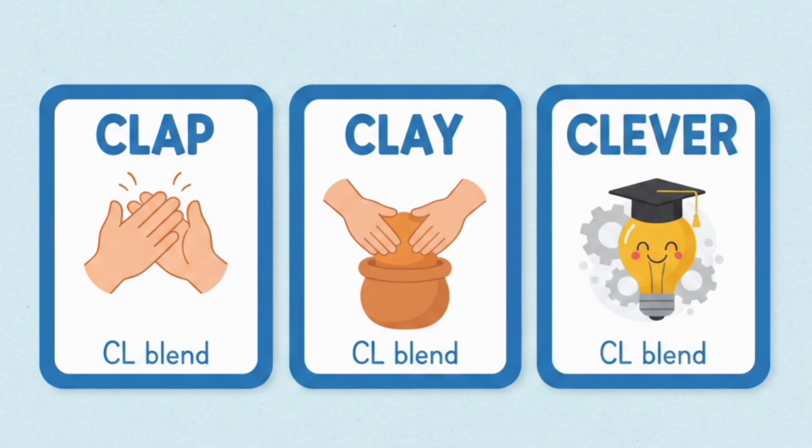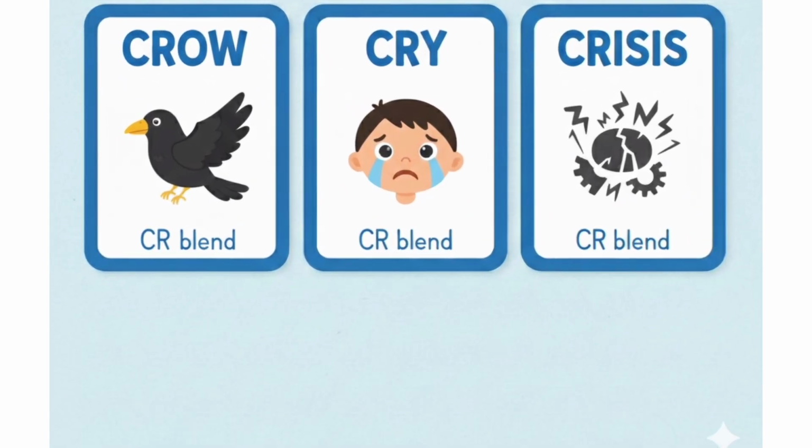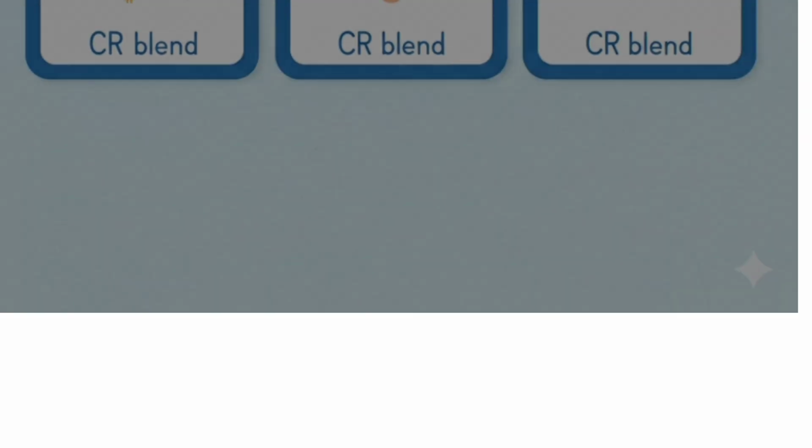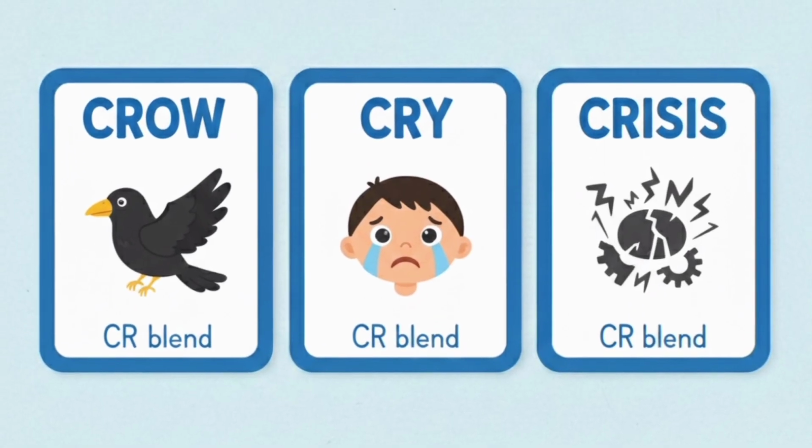And if the child picks the CR blend, they have to pair all the CR blend flashcards, and at the end of the game they have to read all the words like crow, cry, crisis, all these CR words.